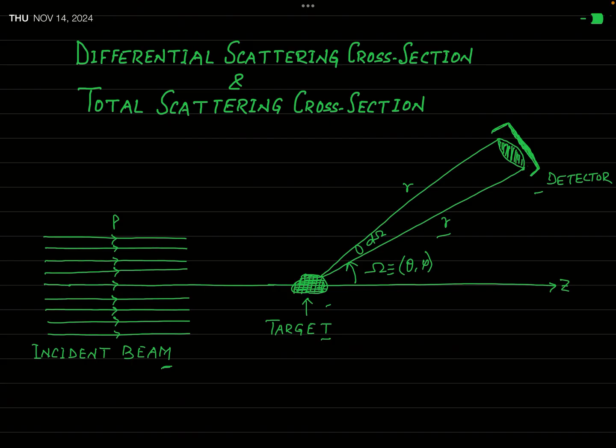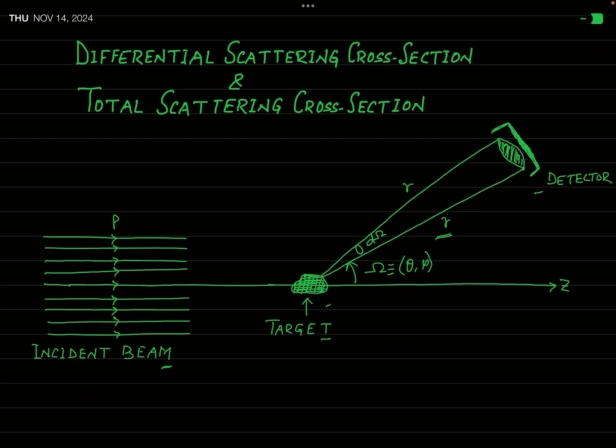This distance is just relative. Actually, this r must be very large in comparison to the dimension of the target. Compared with the linear dimension of the target, this distance r must be very large. This is an experimental requirement.